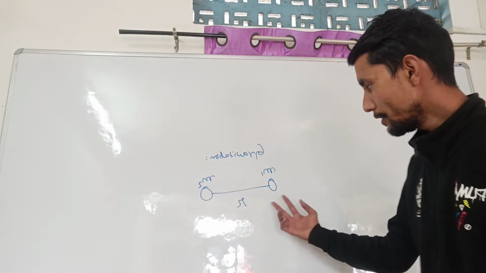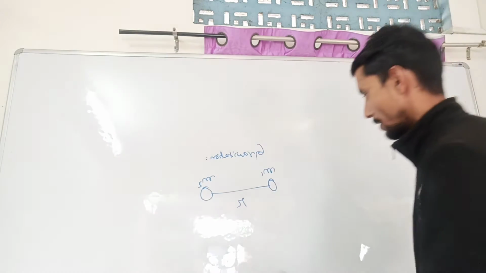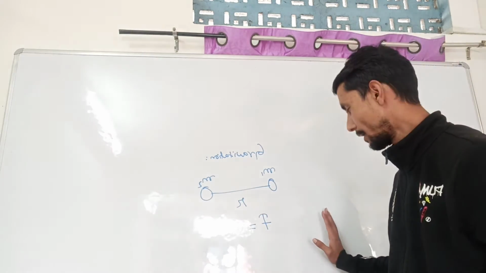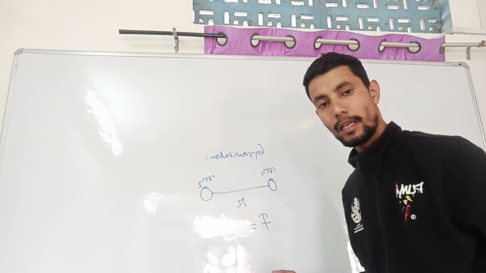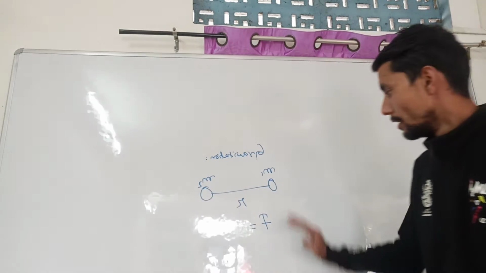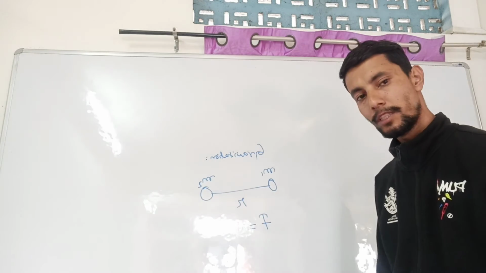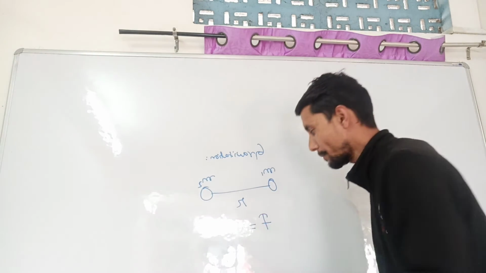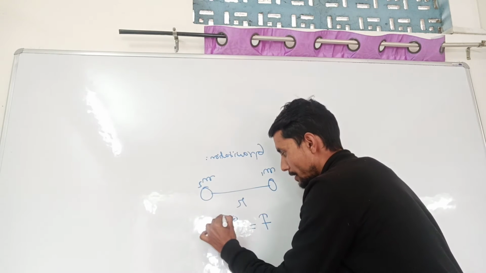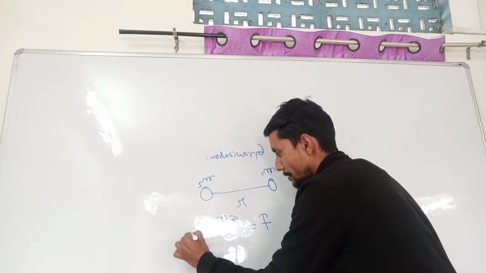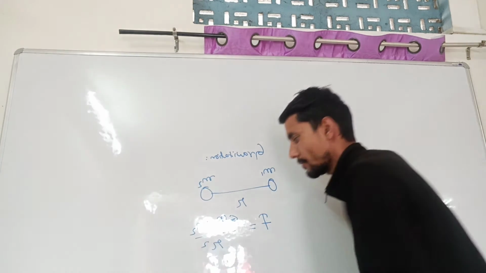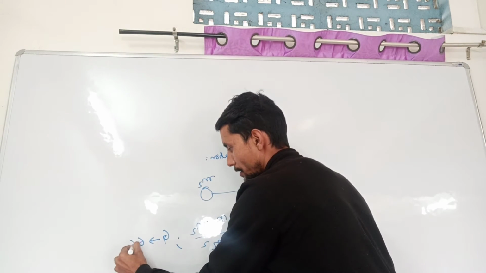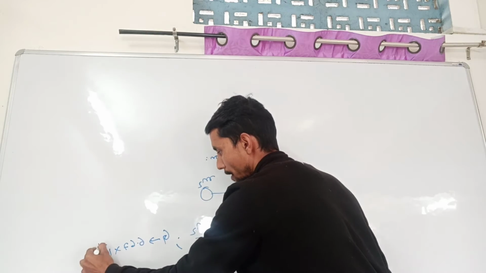Now if I have two objects, I'll give you the method to calculate the force between two objects. If I have two mass objects separated by a distance r, then the gravitational force of attraction between them is given by G m1 m2 divided by r squared. G is known as the universal gravitational constant. Its value is 6.67 times 10 to the power minus 11.